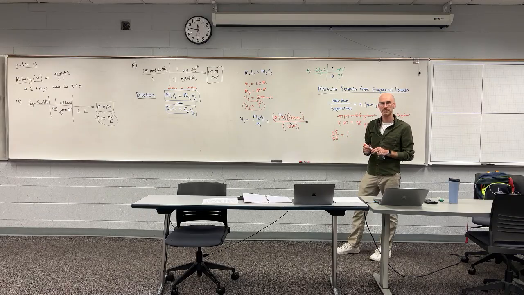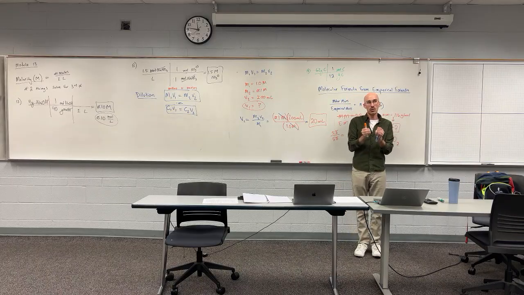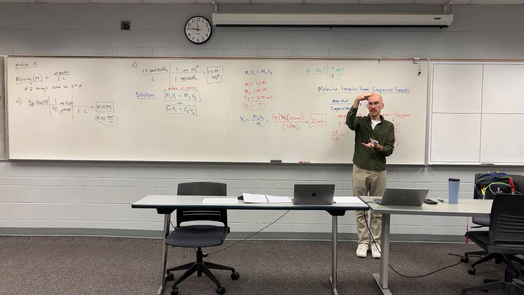What do I get? 20 milliliters of solution. If I take 20 milliliters of a concentrated solution and I dilute it to 200 milliliters, I get a less concentrated solution. I'm taking the same number of moles, and I'm just spreading them out over a larger solution.